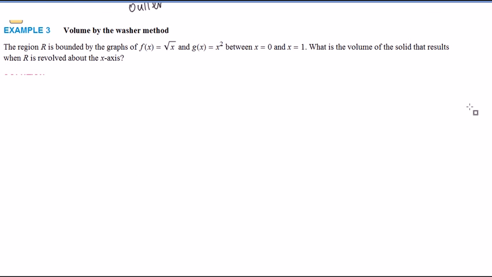Let's read this problem together. The region R is bounded by root x and x squared between 0 and 1. What is the volume of the solid that results when the region R is revolved about the x-axis? This is exercise number 4. We're going to sketch the region first, check on that all together, and continue to the next part using that formula I just described.